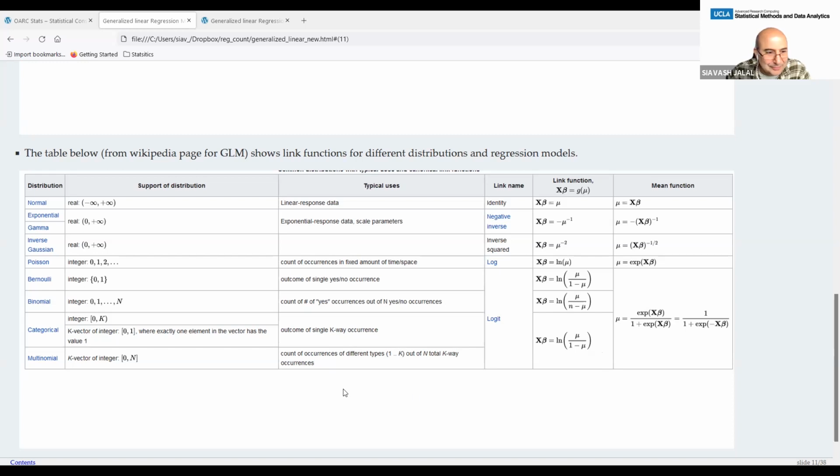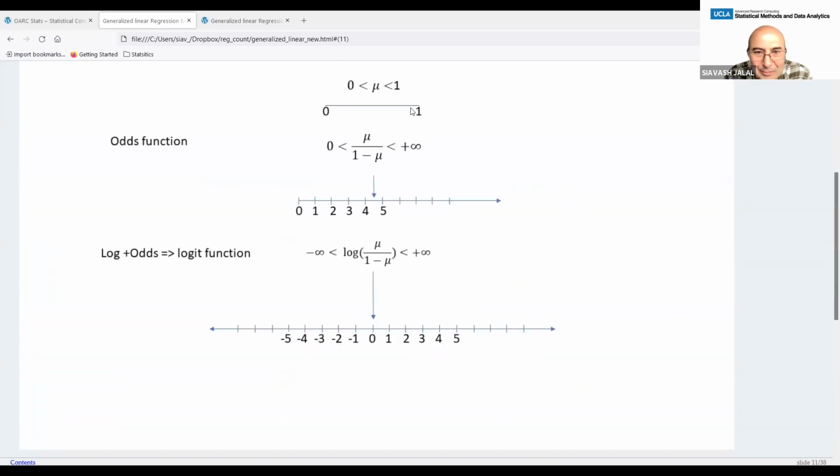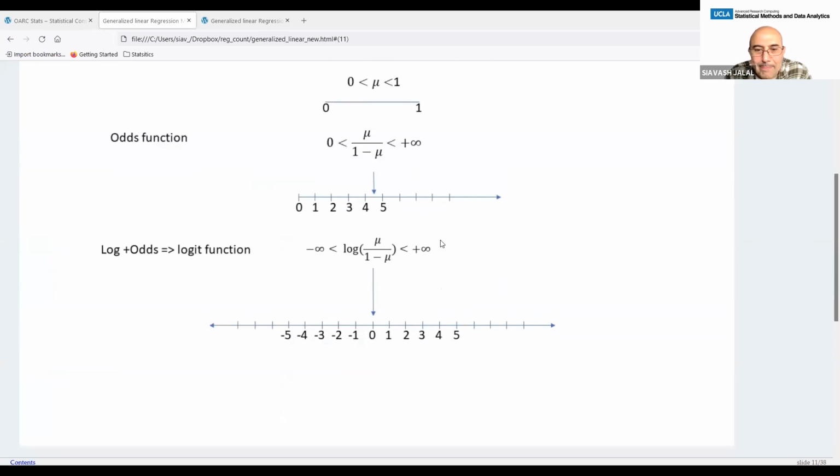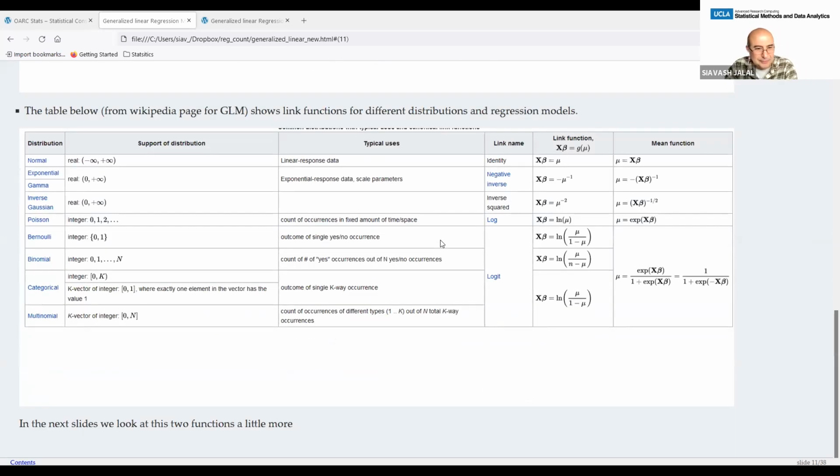And there is multinomial also, which is very similar. Now you see that they are not much different, right? And here you see the mean function, which is the inverse of the link function. So this is going backward, from this way up. Okay.